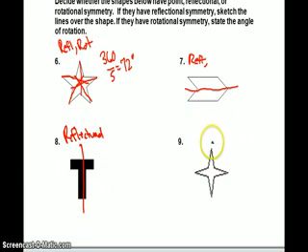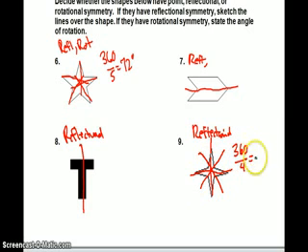This one here, reflectional because we can go through here, through here, through here, and through here, and have it flip over onto itself, so that's reflectional. Rotational, 1, 2, 3, 4, so 360 divided by 4 equals 90 degrees for rotational. And that is the end of this lesson.